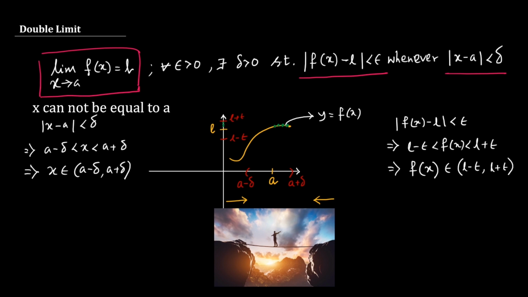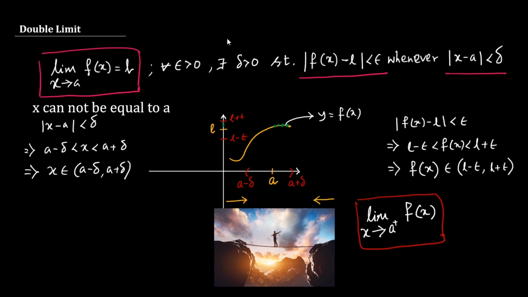Now the value towards which f(x) or y moves in this way, if the movement of x takes place, wherever the value of f(x) moves is known as the right hand limit and written as limit x tending to a plus f(x). This plus indicates that x is taking values which are higher than a. So it indicates that x is moving from the right side.